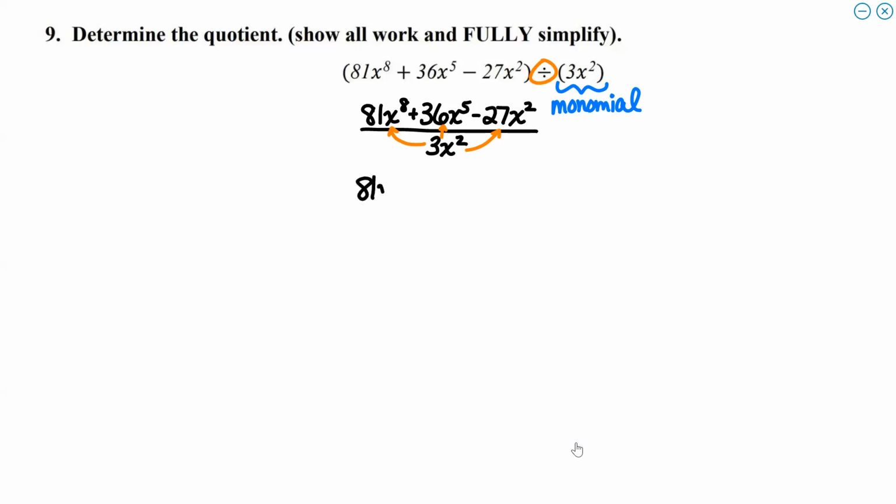So I have 81 x to the 8th over 3x squared plus 36 x to the 5th over 3x squared minus 27x squared over 3x squared.